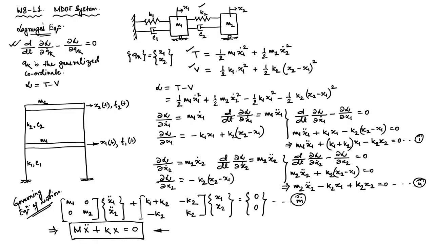So, that is the first takeaway point, and you can see how easily we can derive the equation of motion using Lagrange equation. If you have any complex structure, the moment we define the generalized coordinate, we can easily solve the problem and find the equation of motion.